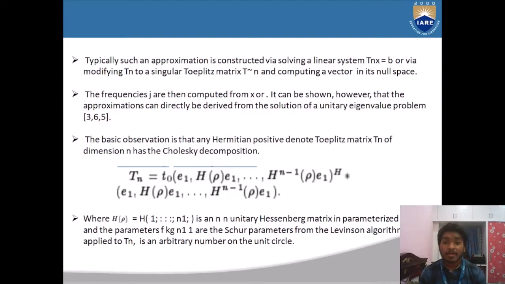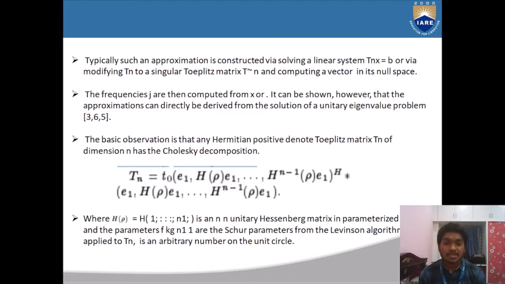Typically, such an approximation is constructed via solving a linear system T_n x equal to b, or via modifying T_n to a singular Toeplitz matrix and computing a vector in its null space. The frequencies θ_j are then computed from x. It can be shown, however, that approximations can be retrieved from the solution of a unitary eigenvalue problem.